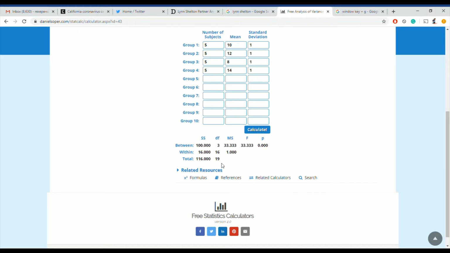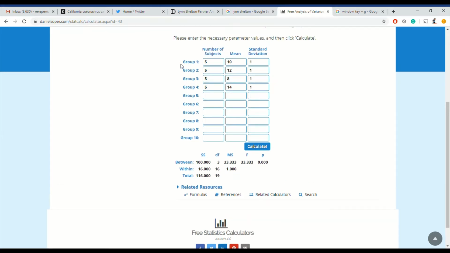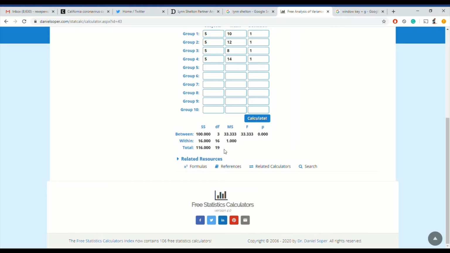But let me point something out to you really quickly. This is getting into problems number 3 and 4. So you can see here, SS is sum of squares, MS is mean square, DF, degrees of freedom. How many groups did we have? 4. So if you have 4 groups, the degrees of freedom is 3, one less. And then there was 5 subjects, 5 subjects, 5, 5. So that's 20 people or things all in all. So degrees of freedom would be one less, 19.